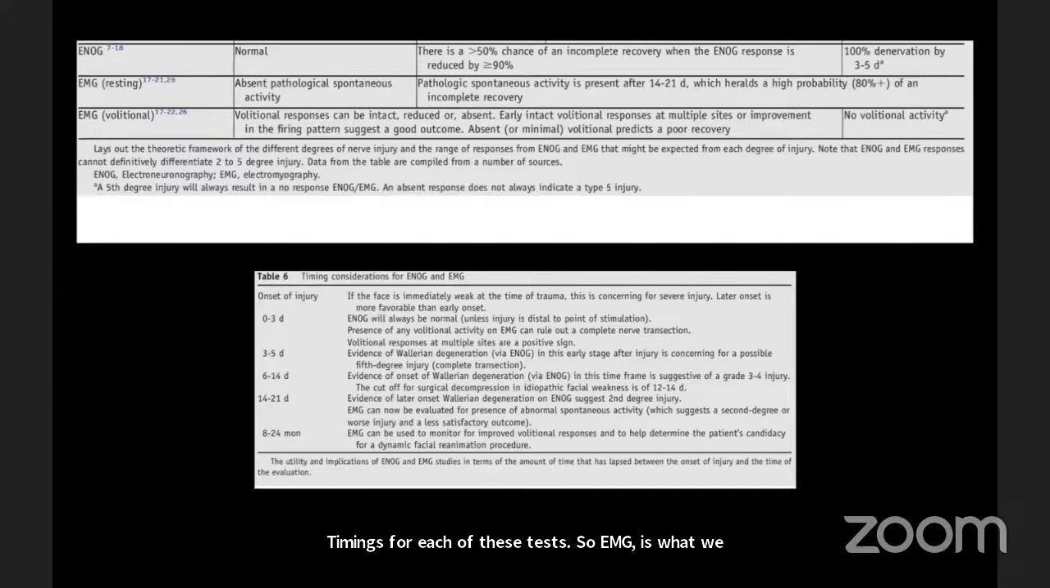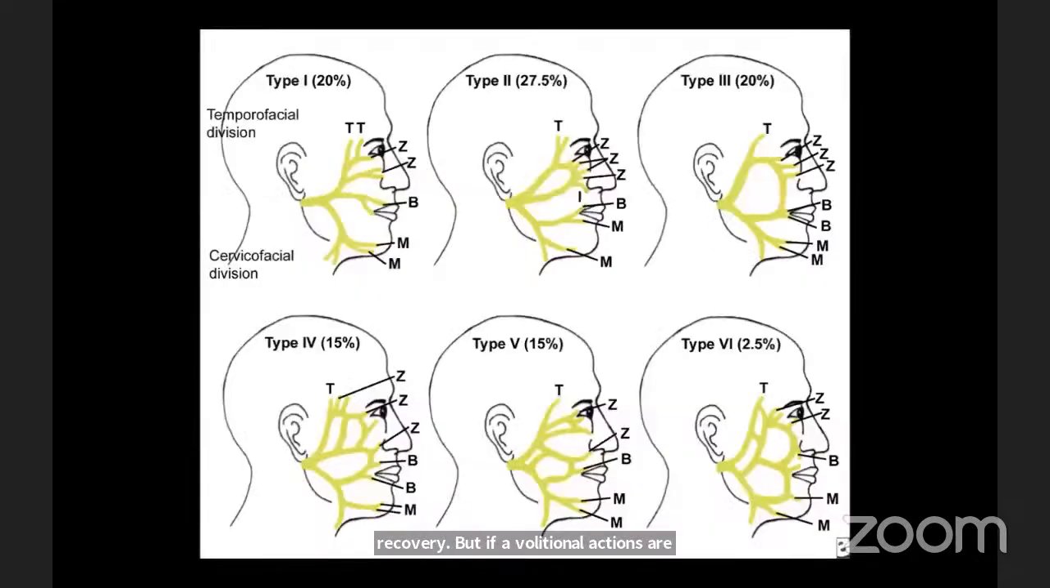And if there is spontaneous recovery, let's say you preserve the nerve, the patient is worried. If you have spontaneous recovery in 3 weeks, it is pathological spontaneous recovery. That heralds a high probability of an incomplete recovery. But if the volitional actions are intact, then there is no problem for the patient.